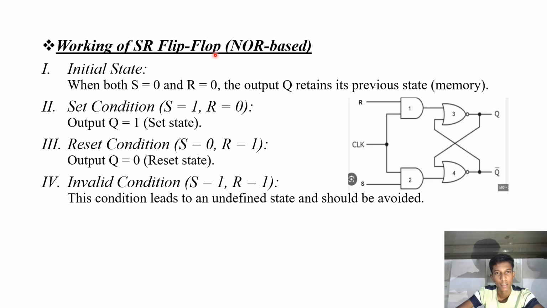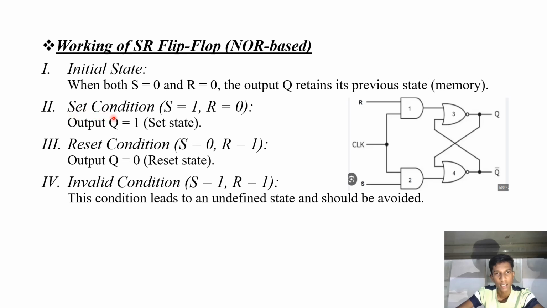Working of SR flip-flop. Initially, when S is equal to 0 and R is equal to 0, the output Q will retain its previous state. That means when the previous output is 0 it stays 0, and if it is 1 the output Q stays 1.